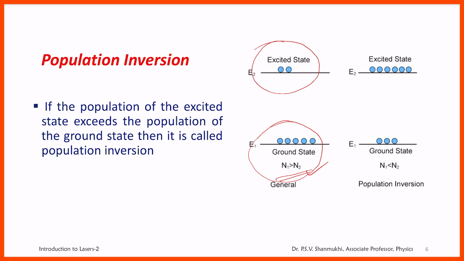Suppose N2 is greater than N1, that is, the population of the excited state exceeds the population of the ground state. You observe here the population of the ground state N1, for example, is 3 atoms, and the population of the excited state is, say, 6 atoms. So in this case N2 is greater than N1. This is called population inversion, or inverted population state. In general it is not possible. We have to make it possible by adopting some different techniques. The equilibrium state is N1 greater than N2, but we can make N2 greater than N1.